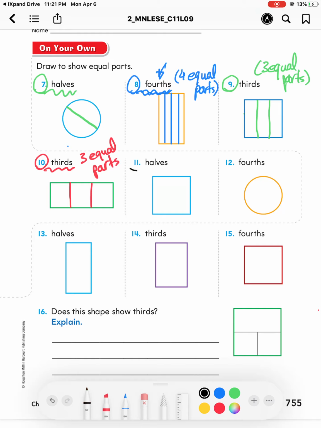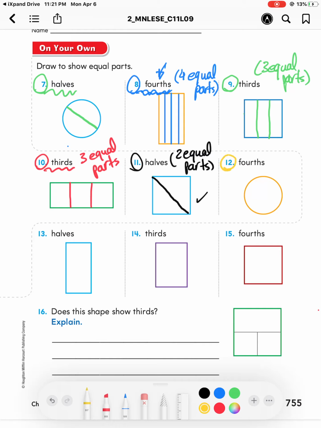Now in question number 11, it says halves, okay? So here, halves means how many equal parts? 2 equal parts. So we can divide it like this. This is correct. Or we can divide it like this, and this is also correct. Or we can divide it like this, and this is also correct. So here we have 3 different ways in order to divide a square into 2 equal parts, into halves, okay?